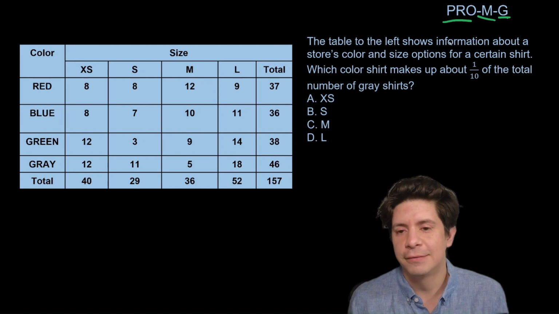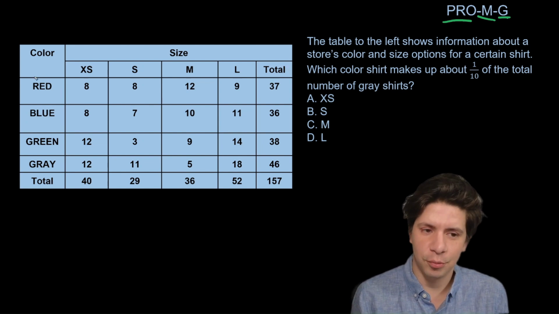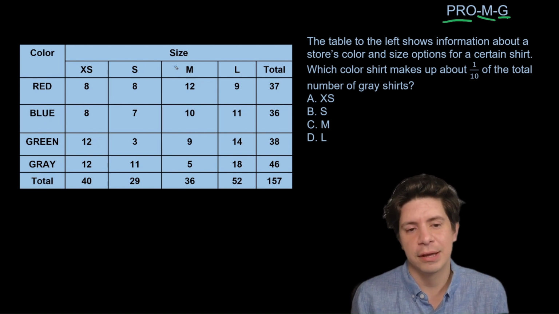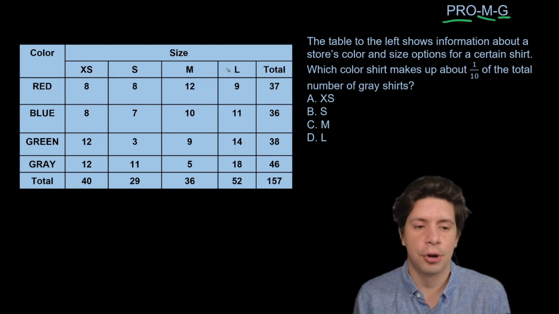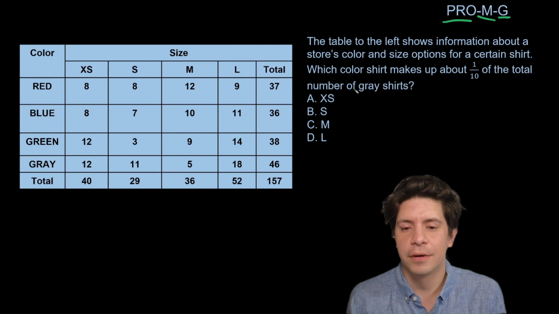The table to the left shows information about a store's color and size options for a certain shirt. Which color shirt makes up about 1/10 of the total number of gray shirts? So you have this chart. On one part there's the red, blue, green, gray, the colors of the shirts, and then we have sizes, extra small, small, medium, and large. So it's asking for 1/10 of the total of gray shirts.